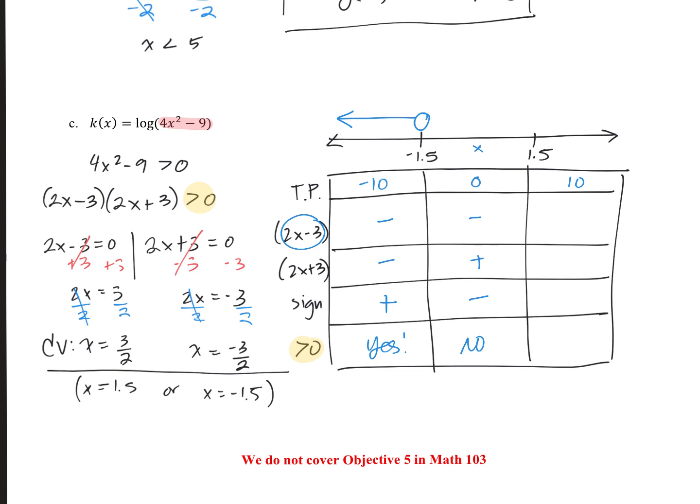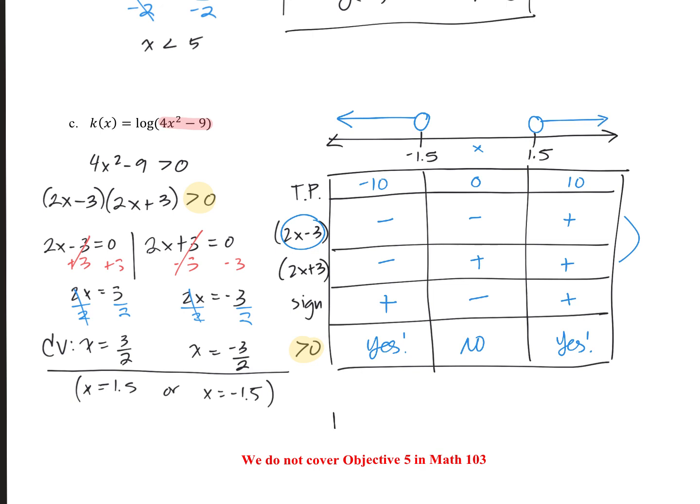Next, we'll go ahead with the 10. Plugging that into 2x minus 3, we'll get a positive. And then with the 2x plus 3, we'll also get a positive. Multiplying those two positives together, we'll end up with a positive answer. Remember, we don't actually need to know what it is, we just need to know that it's positive. And yes, it is positive, so we'll include that section in our answer.